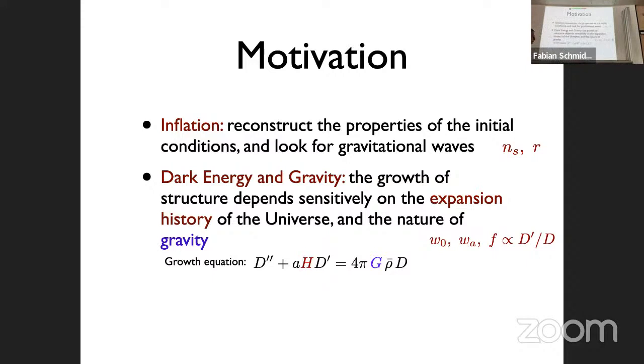I'm writing here the equation governing the scale-independent linear growth of structure in the universe. Again, I'm going to skip the details, but you see here the Hubble rate appearing, which basically can tell us about the dark energy equation of state. But we also have Newton's gravitational constant appearing, a sign that if we modify gravity, we will also modify this growth.